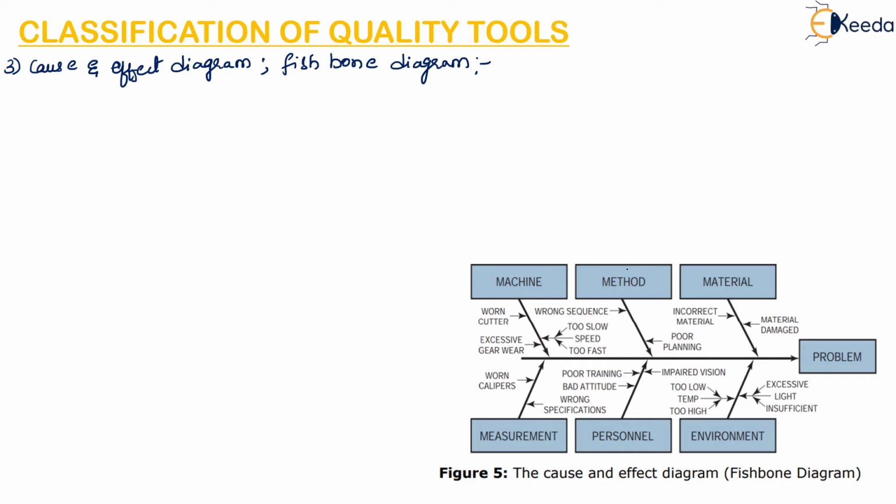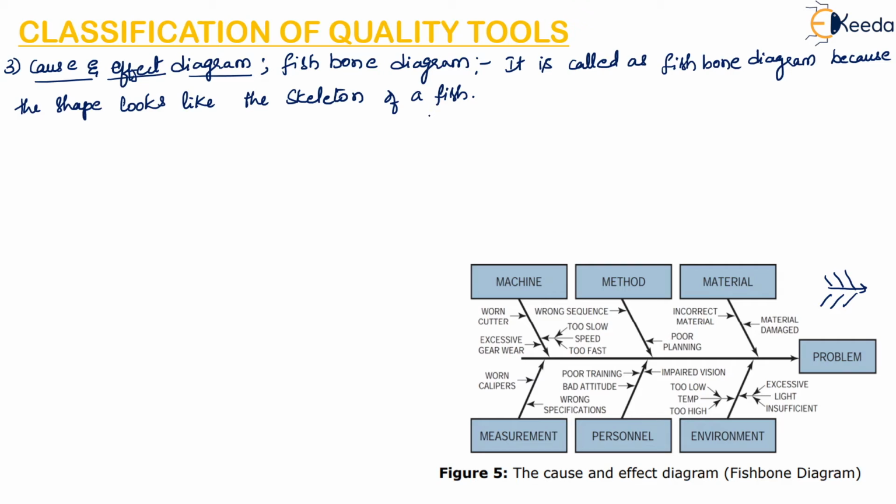Here we can see that this diagram looks something like this, which is the skeleton of a fish. That is why it is called a fishbone diagram. This diagram is drawn to identify quality problems based on their degree of importance.